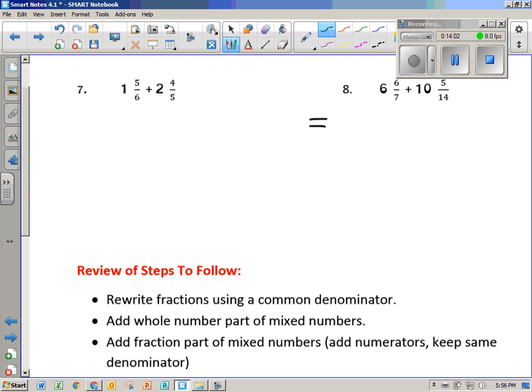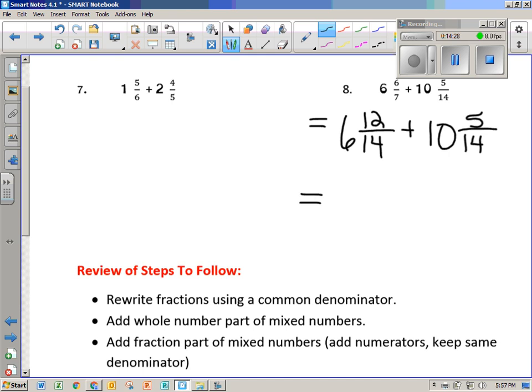Okay, last one here, and then we'll review the steps. I don't have the same denominator, so I'm going to rewrite them. 6 and something plus 10 and something. Well, 7 goes into 14. That's good news. We can keep the 14 the same. So 7 into 14 goes twice. 2 times 6, 12.